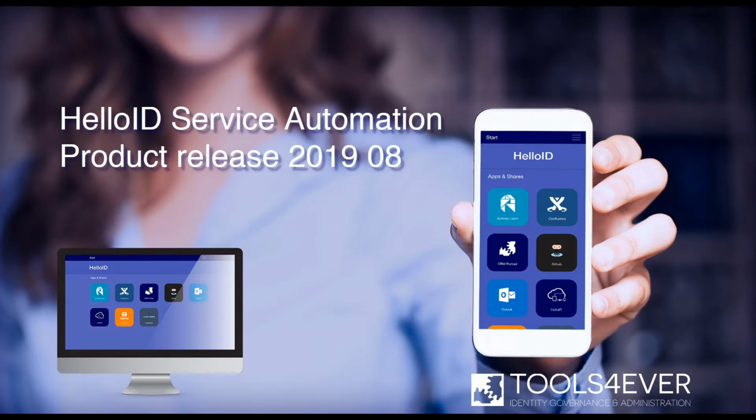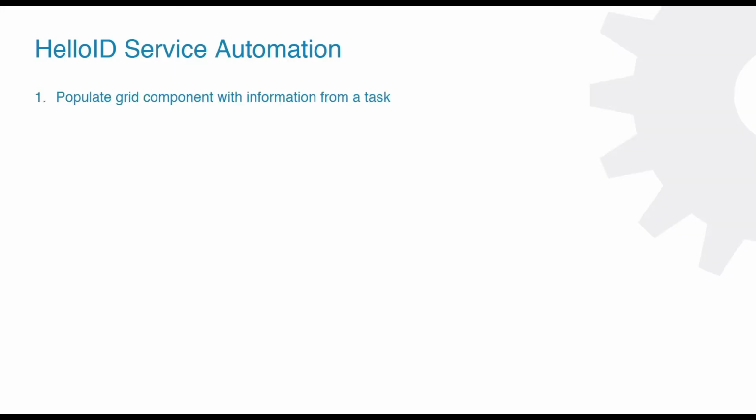First, we will show you a quick PowerPoint presentation and then get right to the demoing of the new functionalities. We have 3 new items. The first being the ability to populate a grid component with information from a task. A task can be a PowerShell script or any action that is already available in HelloID. Now, the output of that task can be used to populate the grid component. We will have this data retrieve option available for all components in the future, but we started with the grid component for the first one, so you can try it out and use it now.